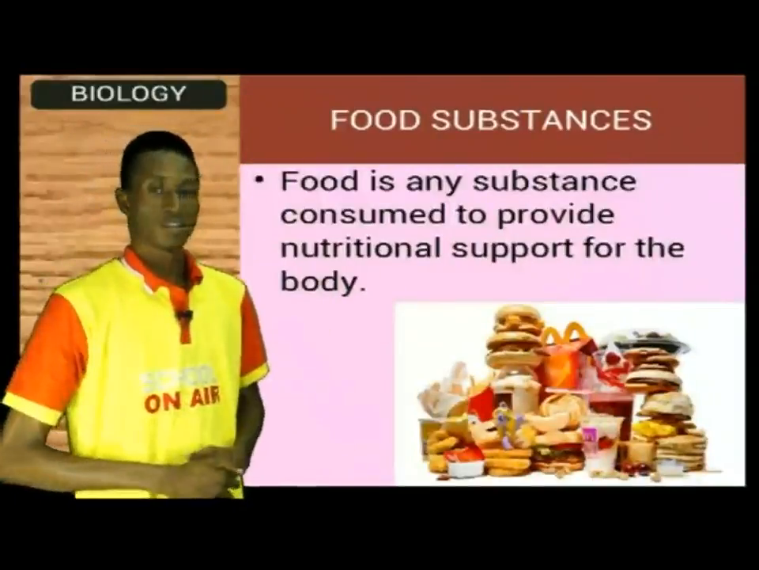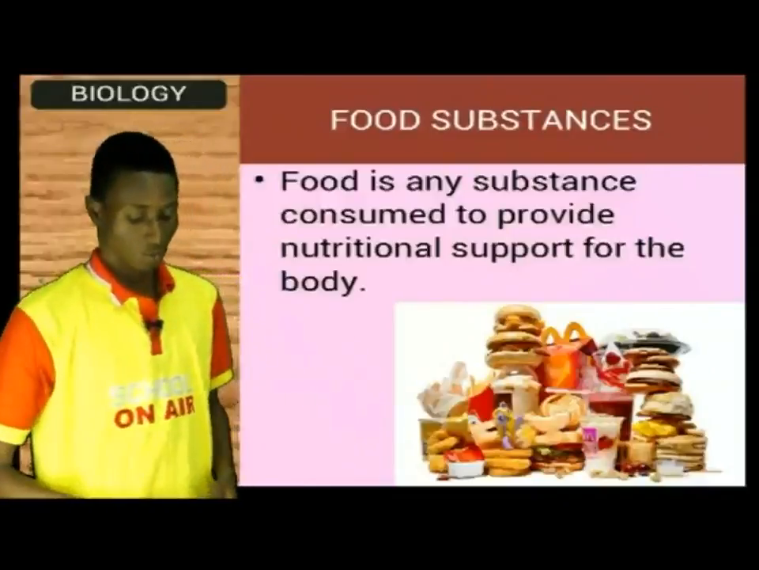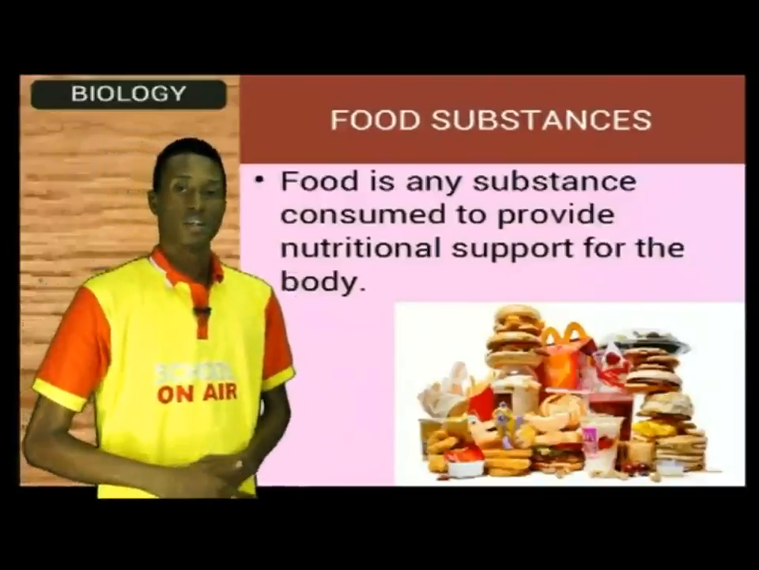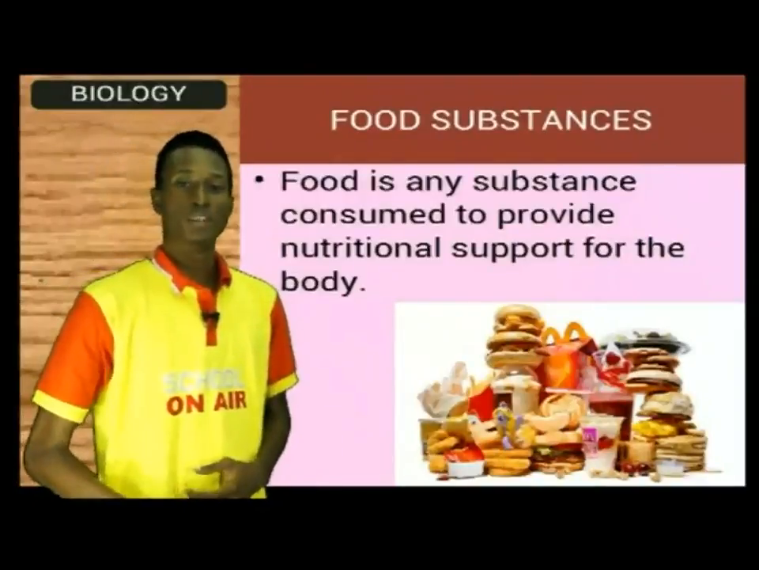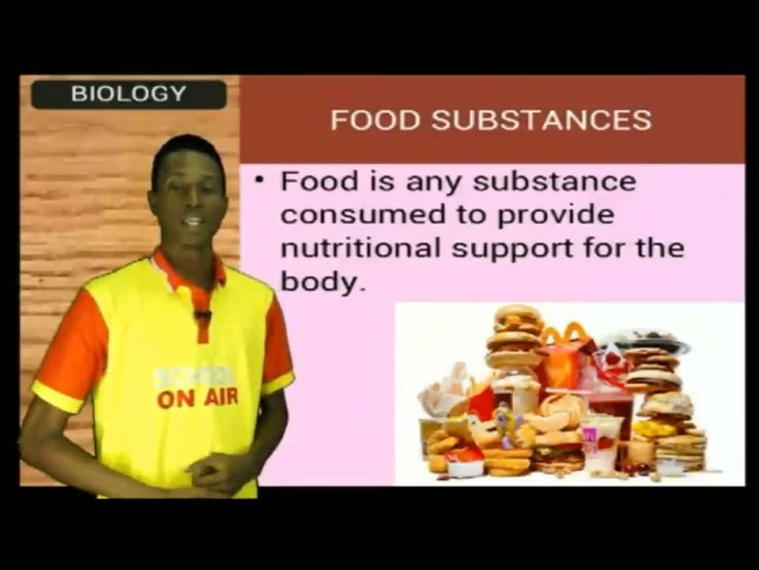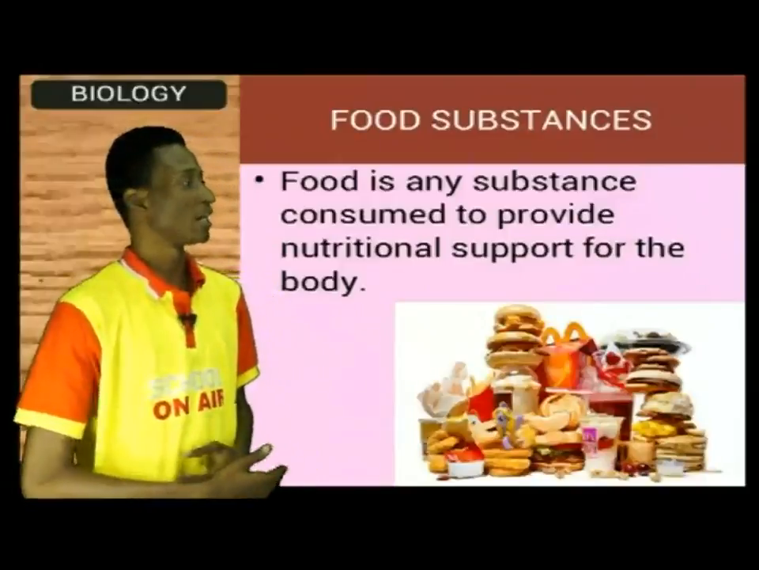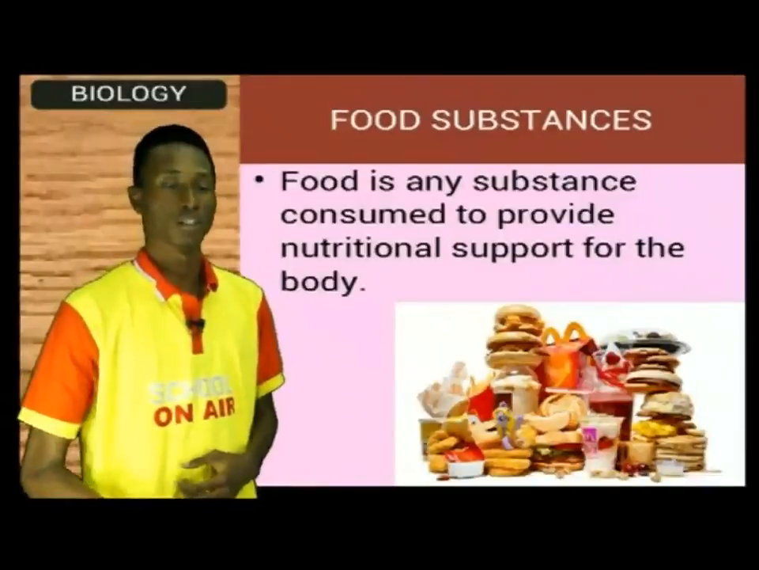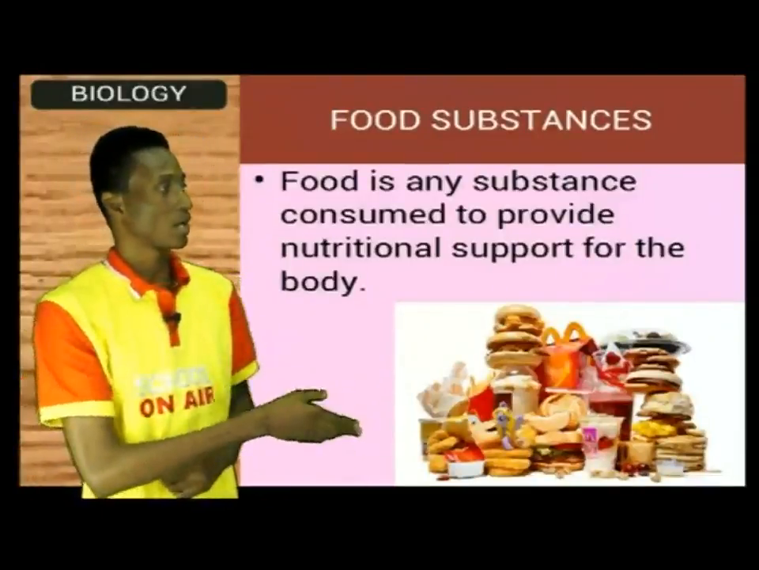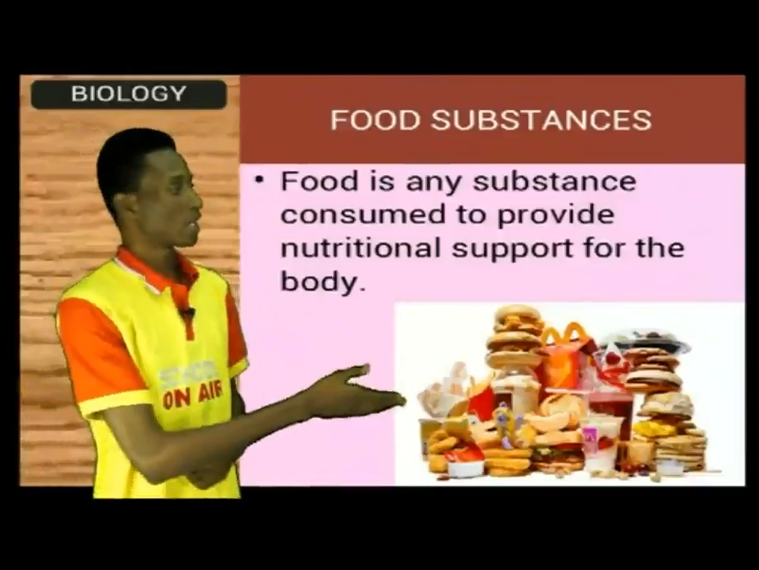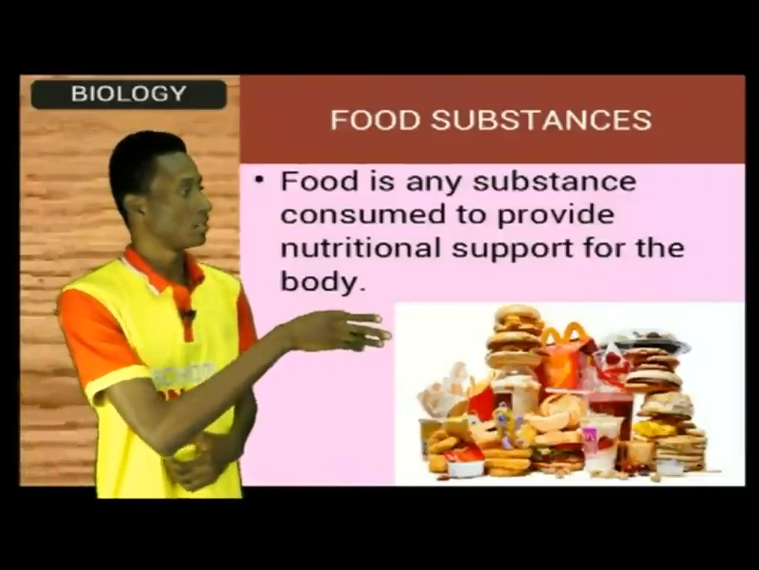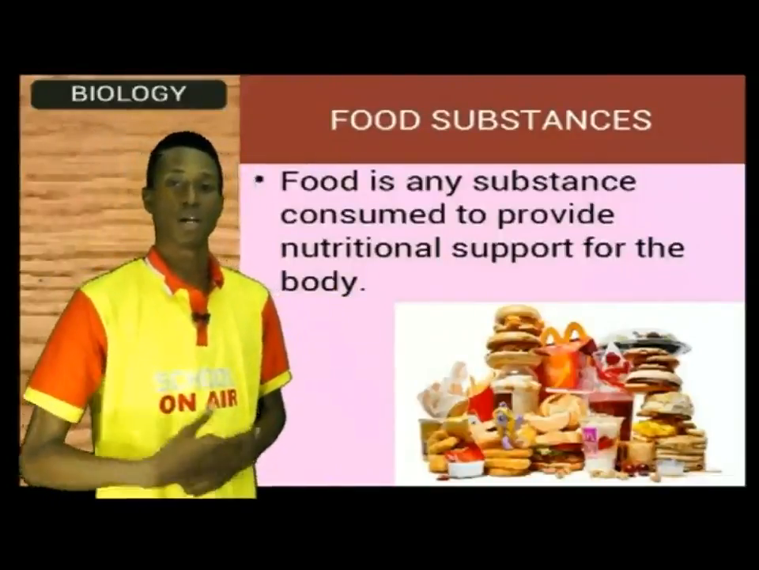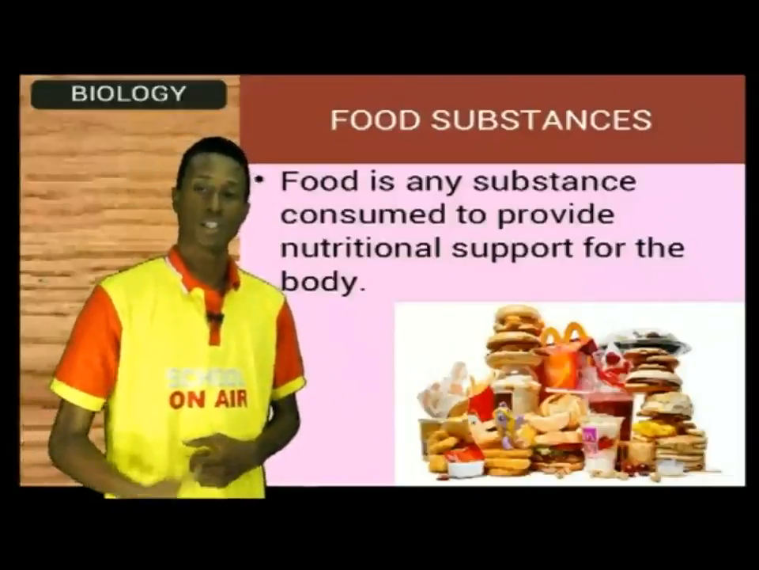Food substances. Food is any substance consumed to provide nutritional support for the body. Any type of food, protein, carbohydrates, vitamins, minerals, is what we use to sustain life and provide energy, and at the same time to repair damaged tissues in our body. If you look at this picture here, we have different types of food. But as we go on with the class, we will classify the types of food into different categories. I'm sure we've heard about protein, carbohydrates, vitamins, minerals, water, and so on.